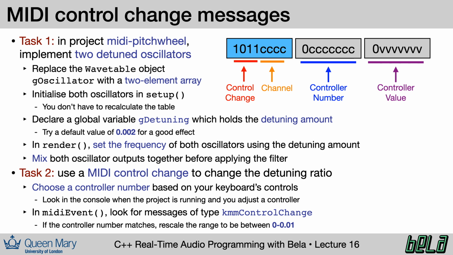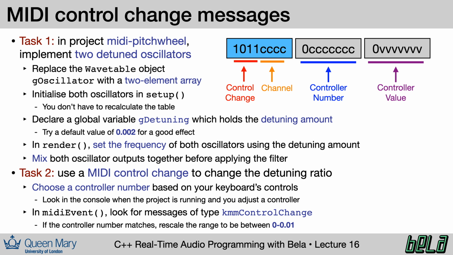Then inside of your code, inside the function called MIDI event, you're going to have to look for messages of type kMM control change. I suggest that you declare a new function called control change, and when you get messages of type kMM control change, you call it with the controller number and the controller value.